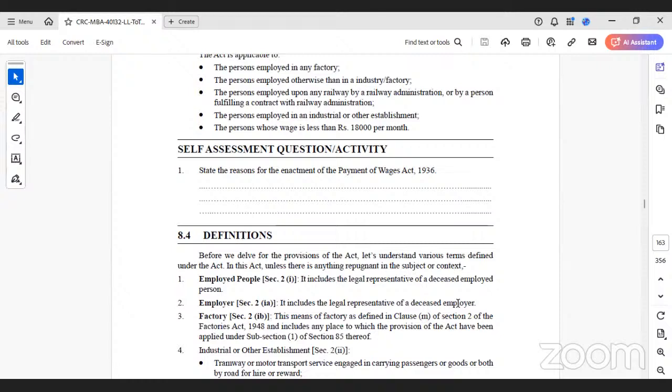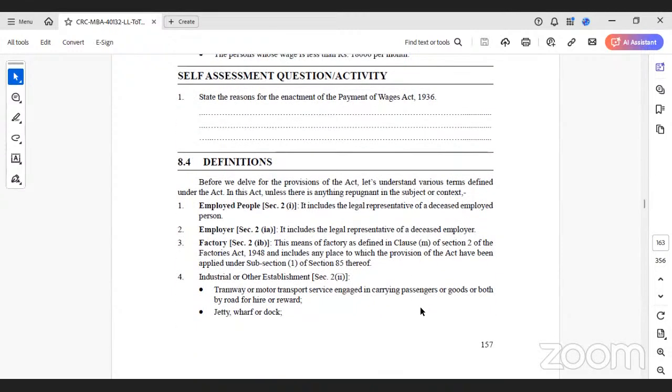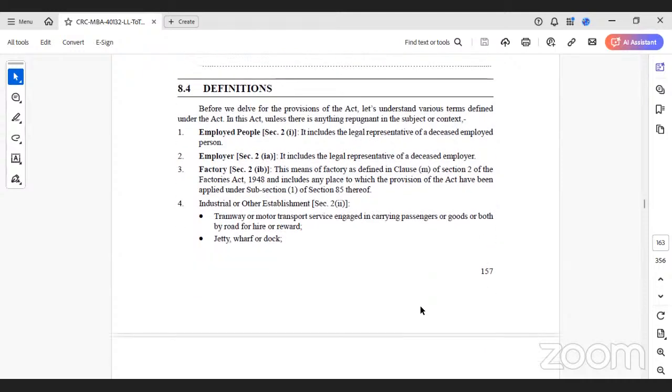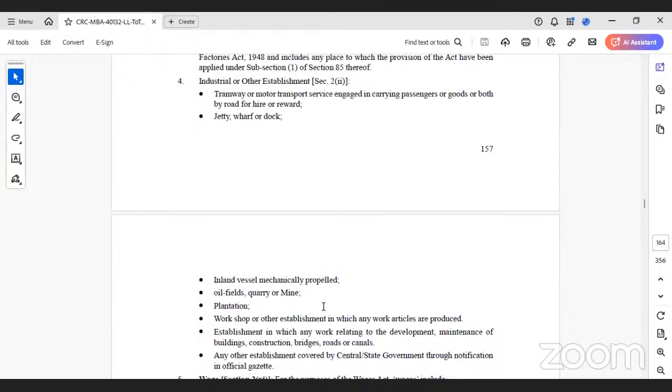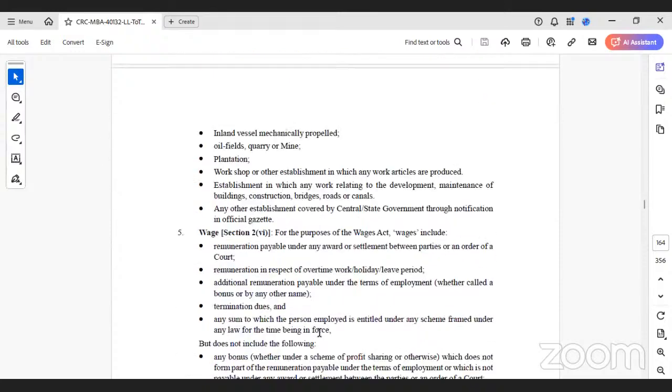Coming to the definitions. Employed persons: this includes the legal representatives of deceased employed persons. Employer: includes the legal representative of a deceased employer. Factory: a place where the manufacturing process takes place. Industry or other establishment: it can be a tramway or motor transport service engaged in carrying passengers or goods or both. It can be a jetty, a dock, an inland vessel, oil fields, a quarry, and a plantation.